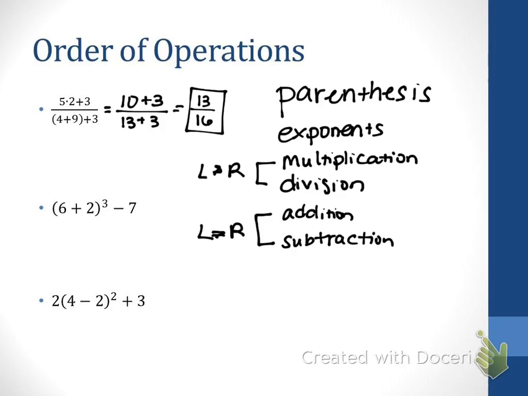Parentheses, exponents, multiplication, division, addition, subtraction. What am I going to do first? Parentheses, which is 6 plus 2, which is 8. So I have 8 to the 3rd power minus 7. What would I do now? You would do the 8 times 8. 8 to the 3rd power, which is 512. 512 minus 7 is 505.